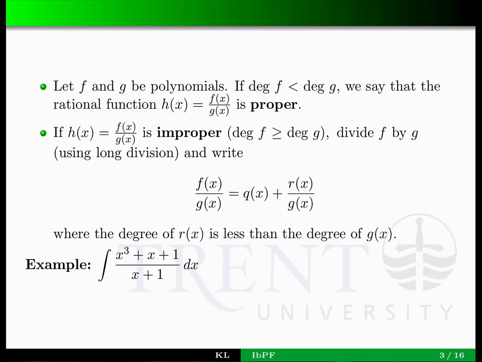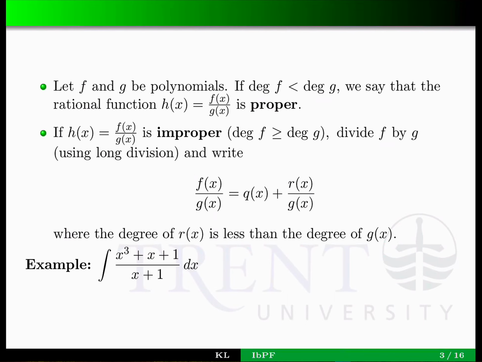So, for example, here we got the integral of x cubed plus x plus 1 over x plus 1 dx. Notice the degree in the numerator is 3, the degree in the denominator is 1. So this expression as a whole is an improper rational expression. If we do the long division, we will end up with the following.